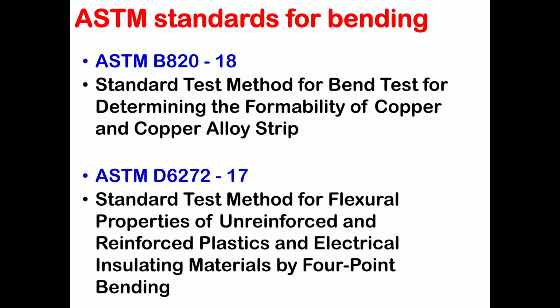The first standard we want to introduce is ASTM B820-18, which is the standard test method for bend test for determining the formability of copper and copper alloy strip. The second one is D6272-17, a standard test method for flexural properties of unreinforced and reinforced plastics and electrical insulating materials by four-point bending. And they go into a lot of detail actually about each test.